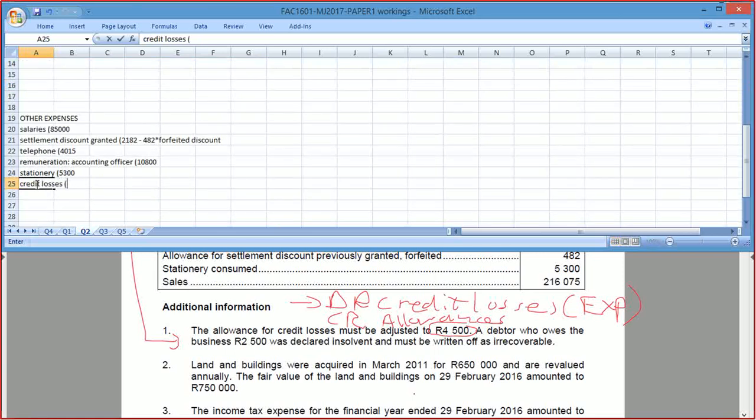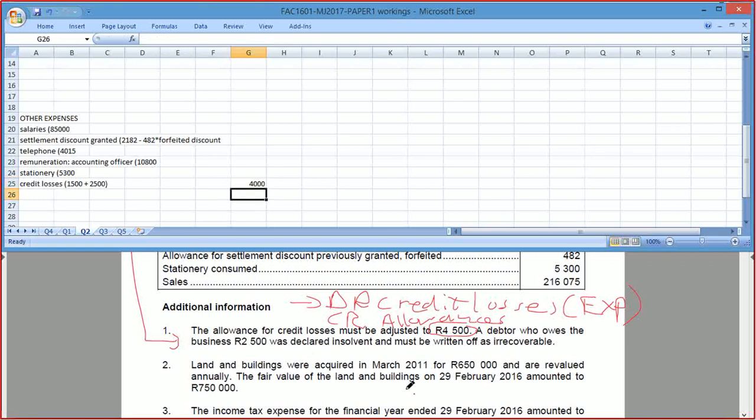Open brackets. 1,500 is the adjustment. Then they say a debtor owes 2,500, declared insolvent, written off. So there's an extra 2,500 which you said we had to add, which was correct. Gives you a total of 4,000. Got that? Yes. Good. Okay, number 2.